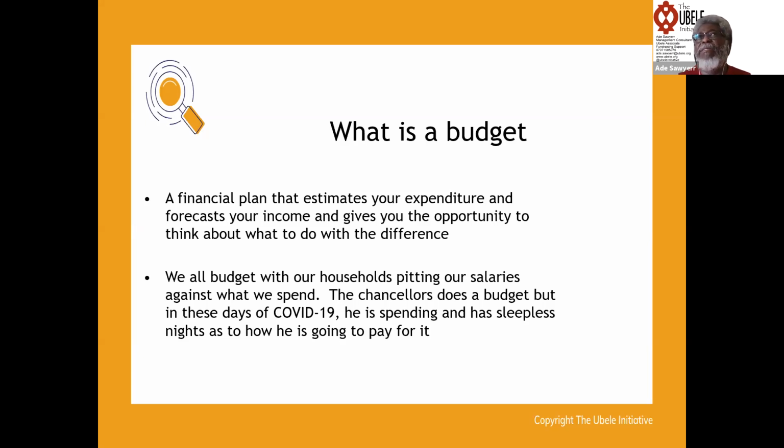We all budget. And in this particular scenario, we have the chancellor who raises money from the taxman, raises money from us and spends the money on several other things. In these days of COVID, he's probably having to struggle to think about how he's going to pay for all the expenses that he's making. So what we do in budgeting is to match money that comes into us against money that we spend in providing services.